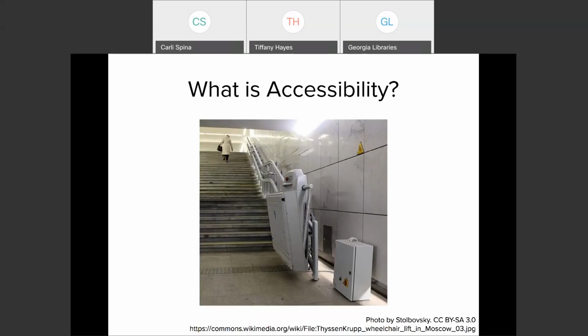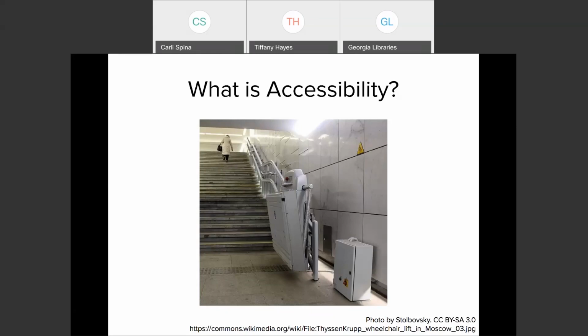So for example, in this picture here, you see an example of a wheelchair lift by a long set of stairs. And the reason that can be a suboptimal option for people is because this is only usable by people with certain types of disabilities. For example, if you don't use a wheelchair, but maybe you use a cane or you have some mobility issues, it can be difficult or impossible to use a wheelchair lift.